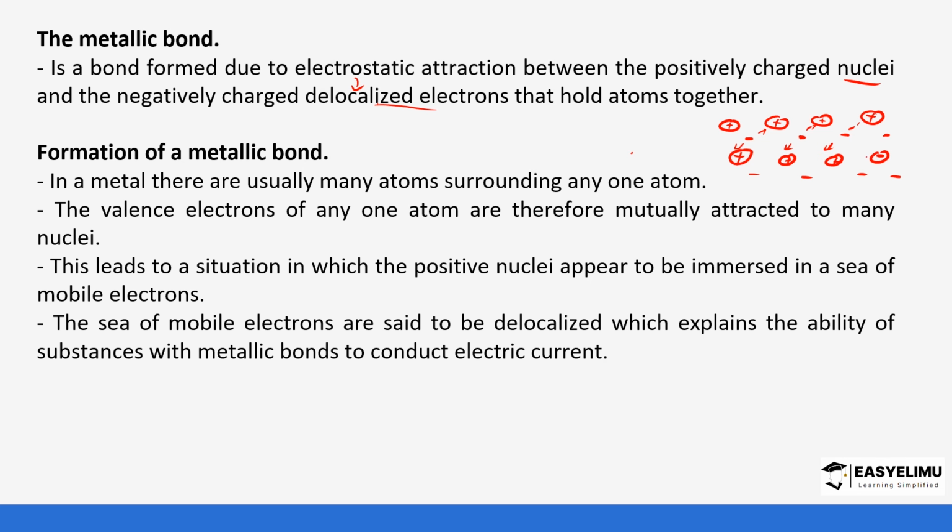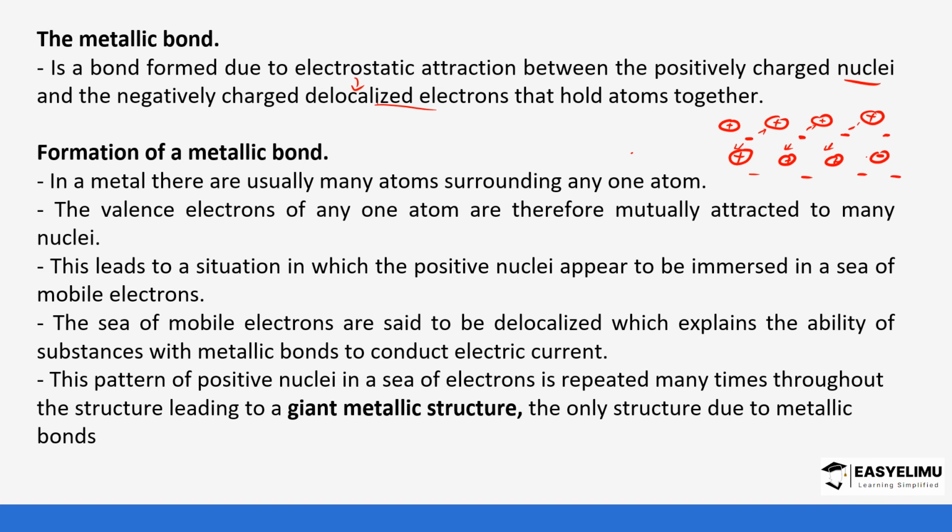So the sea of mobile electrons are said to be delocalized, which explains the ability of substances with metallic bonds to conduct electricity and also heat. And the pattern of the positive nuclei in a sea of electrons is repeated many times throughout the metallic structure, leading to a giant metallic structure. And the giant structure is due to metallic bonds. So that's how the metallic bonds are formed, and this happens only in metals.